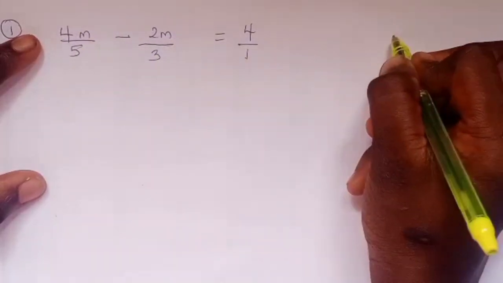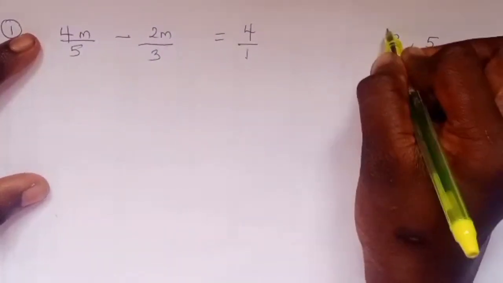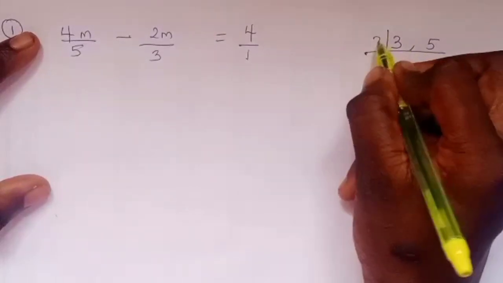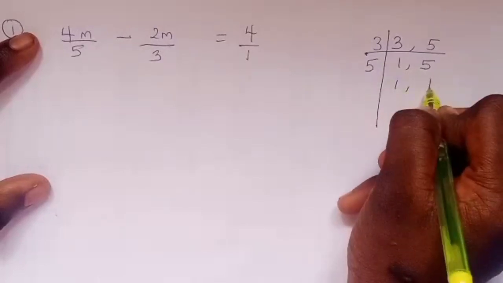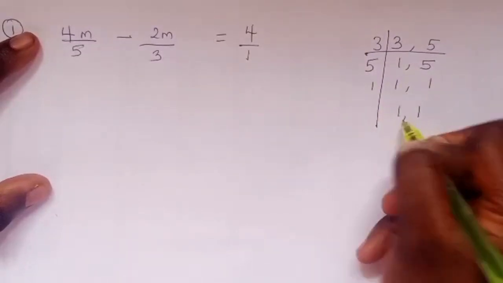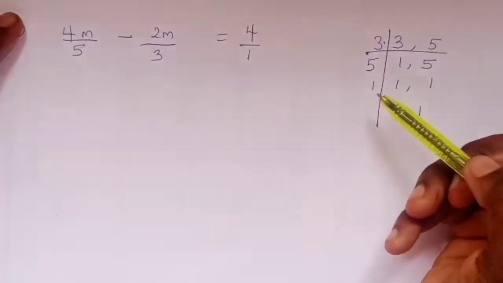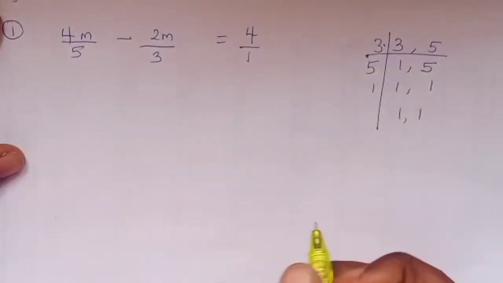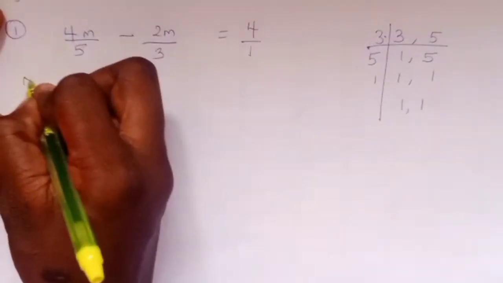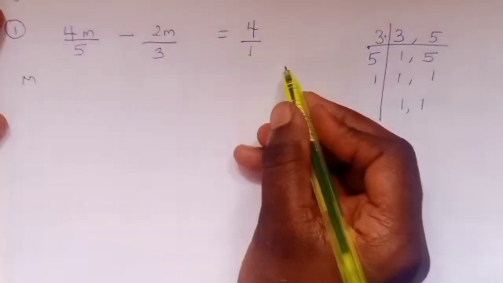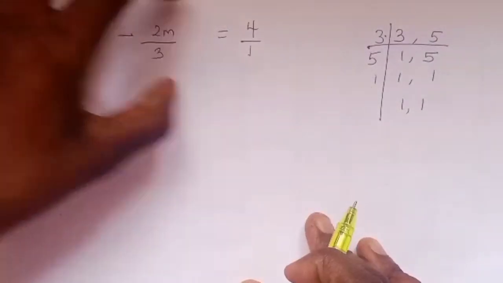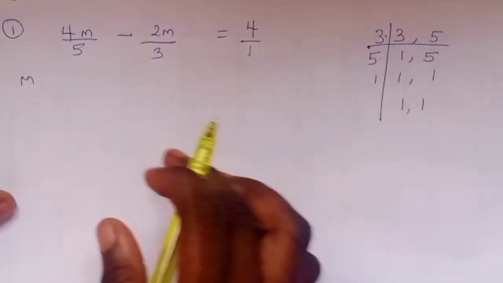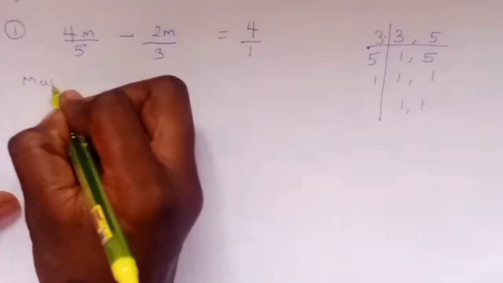Now let's look for the LCM. We have 3 and 5. 5 times 3 is 15. So the LCM is 15. So here you multiply all through in each of the equation. This is its own term, this is another term, this is another term. So you multiply each term by 15.